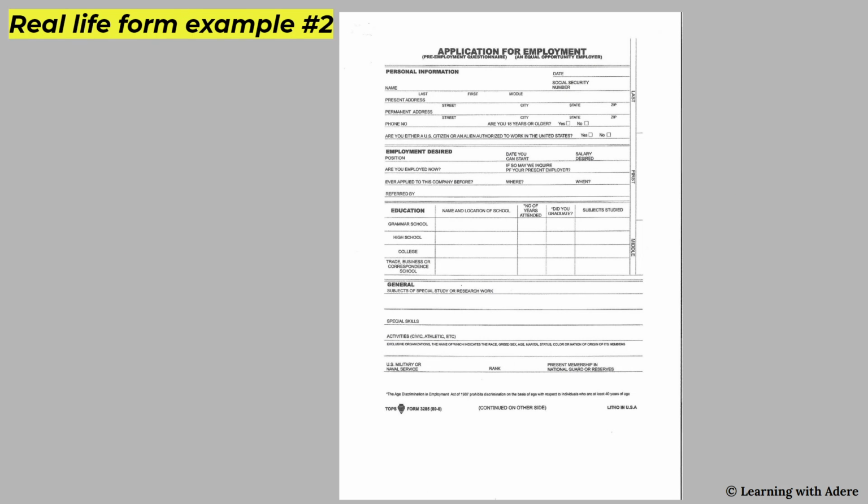So here's an example of another form. This is a real life form, a form we might fill out on paper. In this case, this is an application for employment. This is just a random one I found online. It's collecting the user's input, and it's collecting many types of inputs: their name, their last name, their personal address, their permanent address, phone numbers, and that type of information. This is something we would fill out with paper and pen.